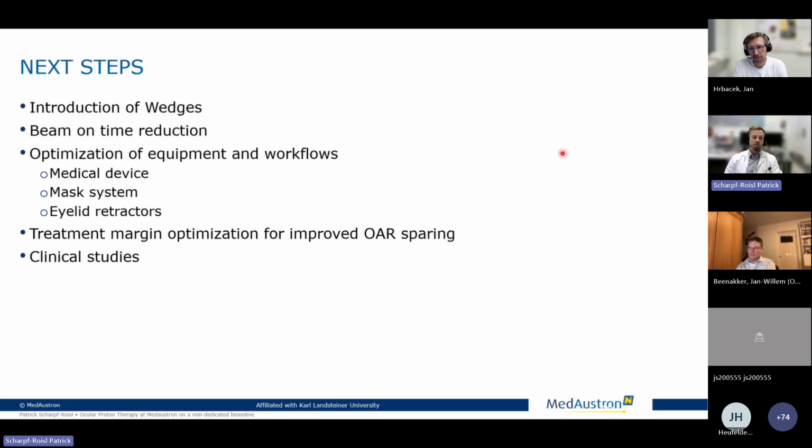And we currently have multiple clinical studies ongoing. Of course, we need to collect all the data on treated patients now, so that we can see if in the end we actually reach the same treatment quality as dedicated beamlines.